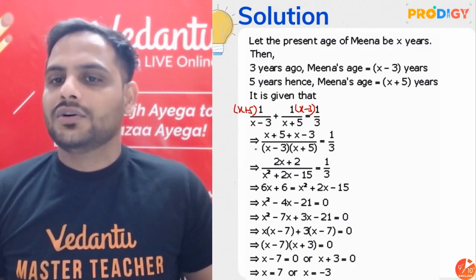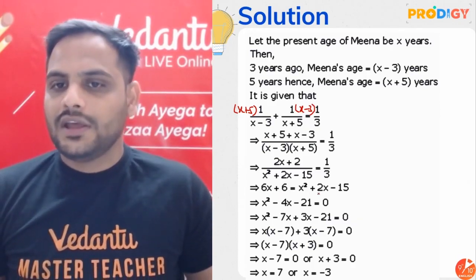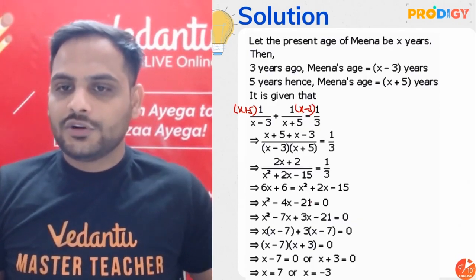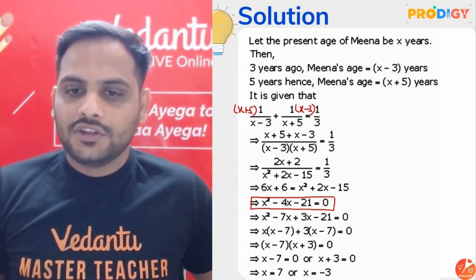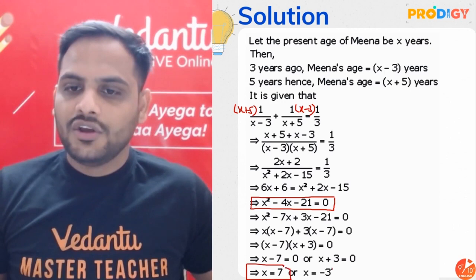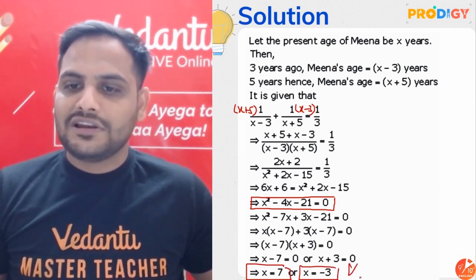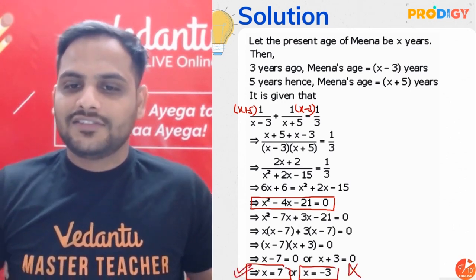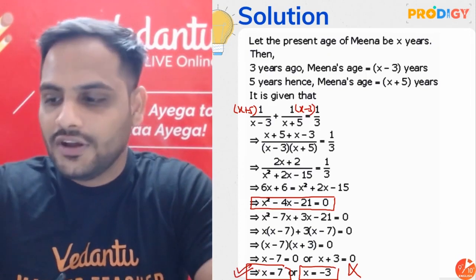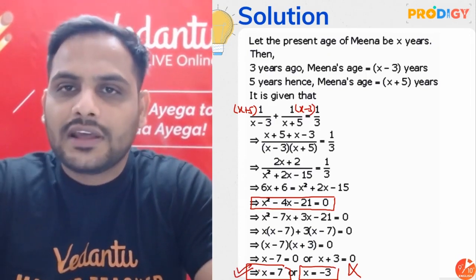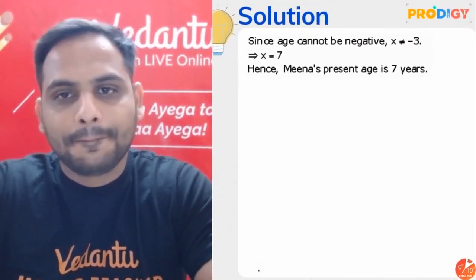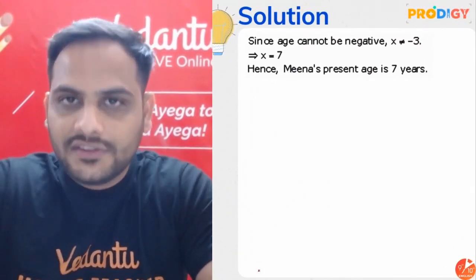Cross multiply. You will get 6x plus 6 is x square plus 2x minus 15. Shift it over there. This is your final quadratic equation. Solving this further, you get x is equal to 7 or x is equal to minus 3. Obviously minus 3 cannot be your answer. x equal to 7 will be your correct answer. It's simple, beta. So Meena's present age is 7 years.